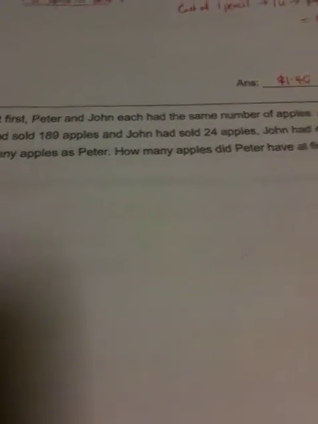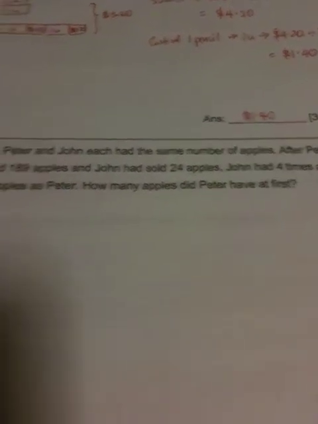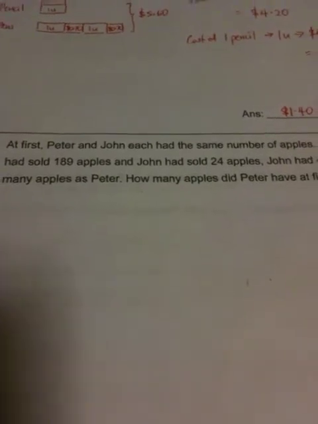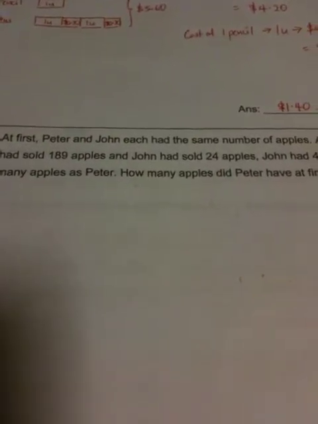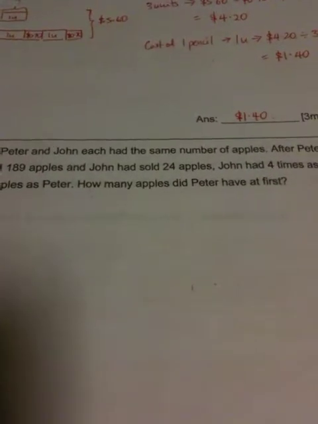At first, Peter and John each had the same number of apples. After Peter had sold 189 apples, and John had sold 24 apples, John had 4 times as many apples as Peter. How many apples did Peter have at first? Now, here we are required to find the apples that Peter had at first.